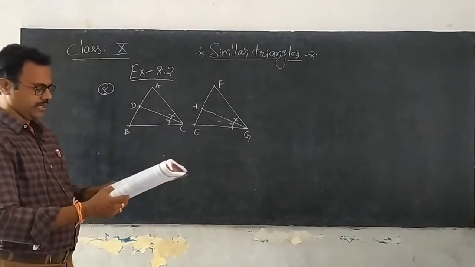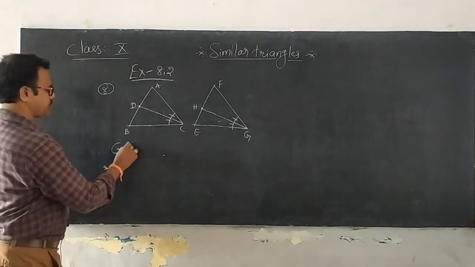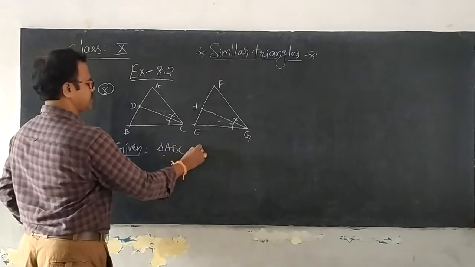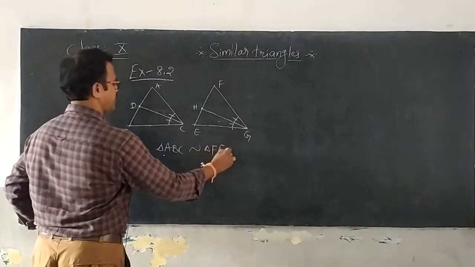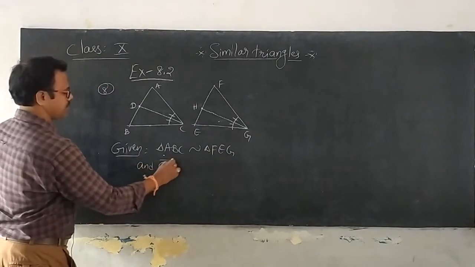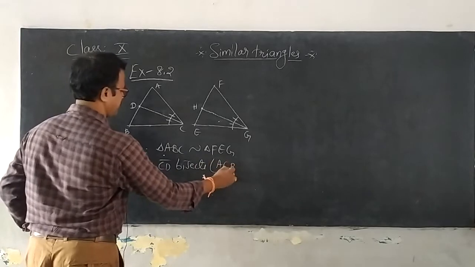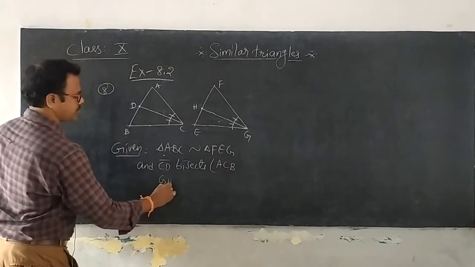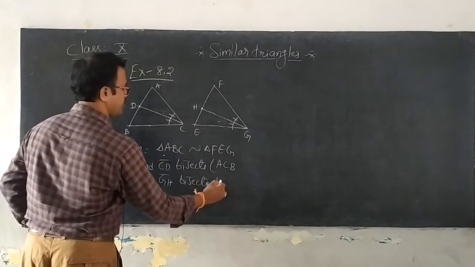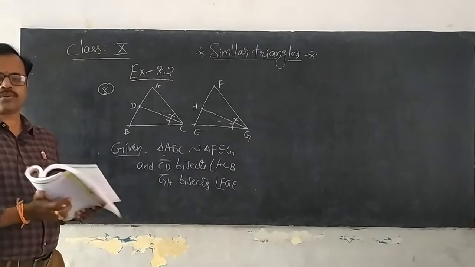Clear? Right. If triangle ABC is similar to triangle FEG, so what is given here? Given triangle ABC similar to triangle FEG, okay, and CD line segment bisects angle ACB, GH line segment bisects angle FGE. This is what is given to us.